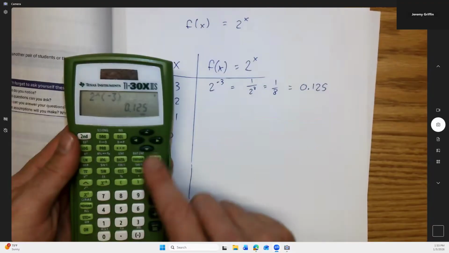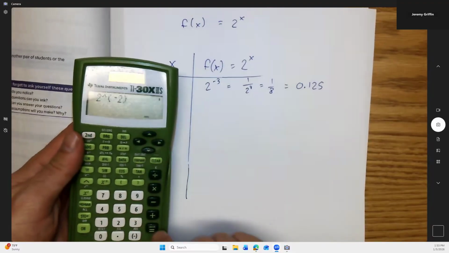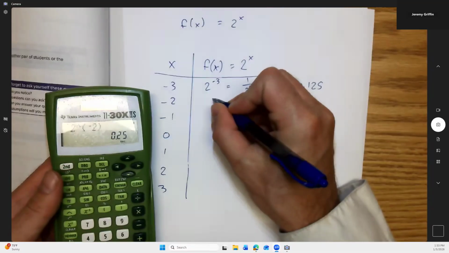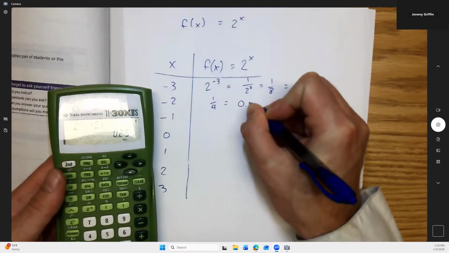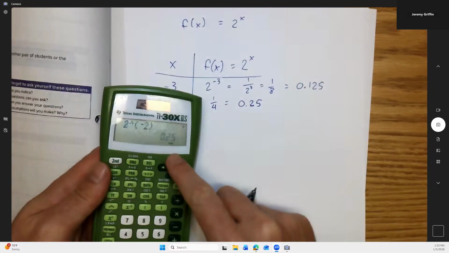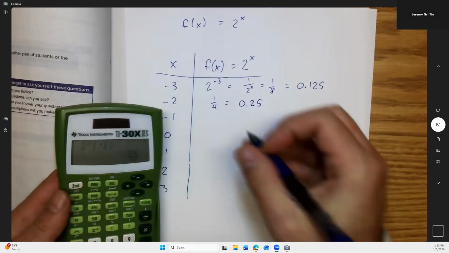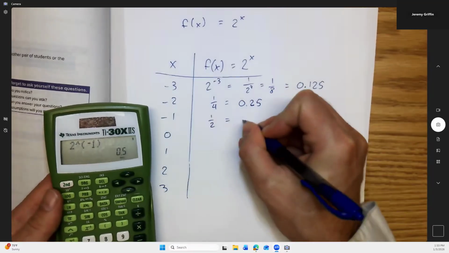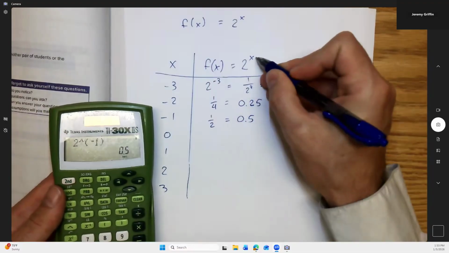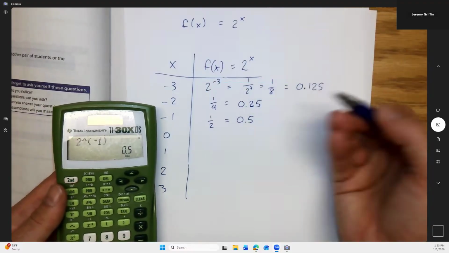Okay, so let's go on. No surprise, this is 1 over 4 or 0.25. If I put -1 in the exponent for x, I get 1 over 2 or 0.5, because 2 to the -1 is 1 over 2. So look at that.